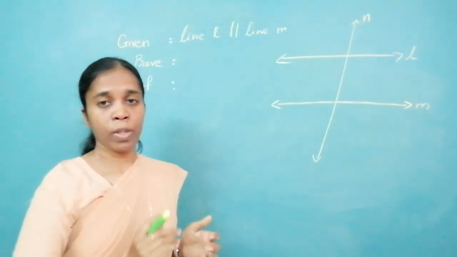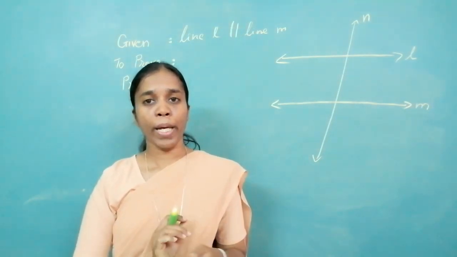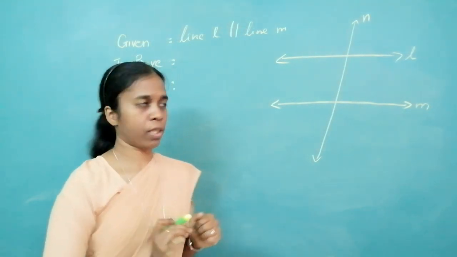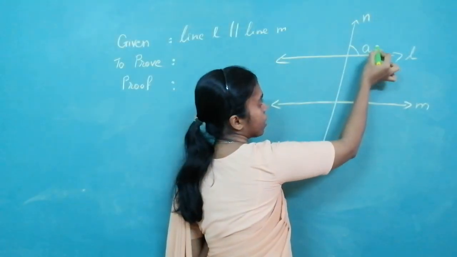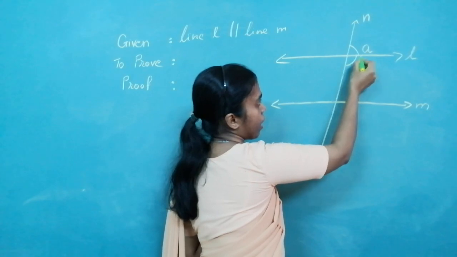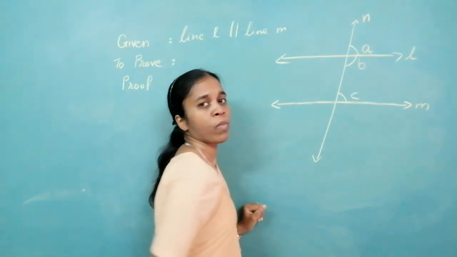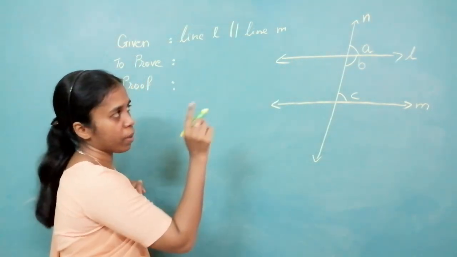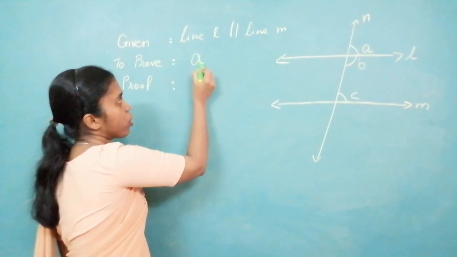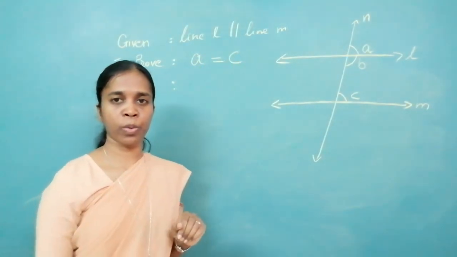Now, what is my statement? The corresponding angles formed by two parallel lines are congruent. I have two parallel lines. Let me mark the corresponding angles. This is A. I name this angle as B and let this be my C. So what do I have to prove over here? Corresponding angles are congruent. What are my corresponding angles? A and C. So I have to show that A is equal to C. This is what I have to show.